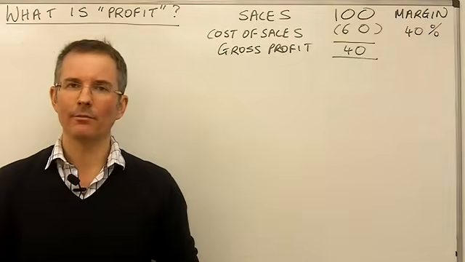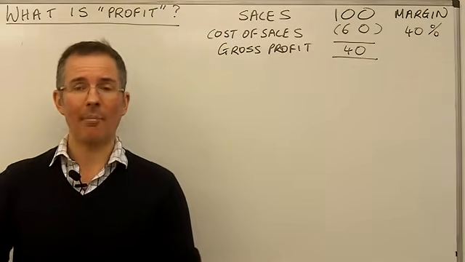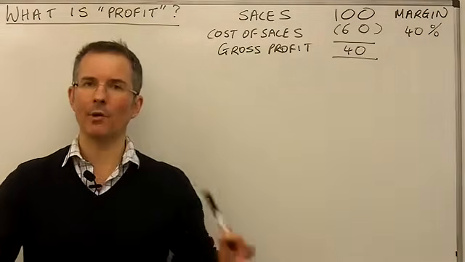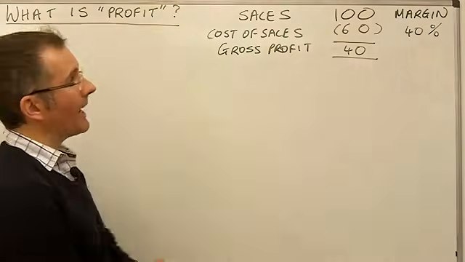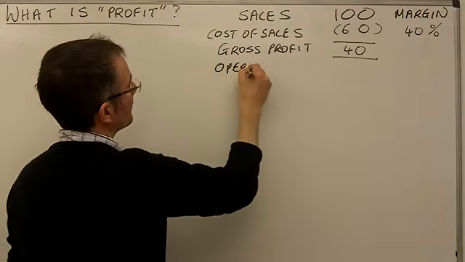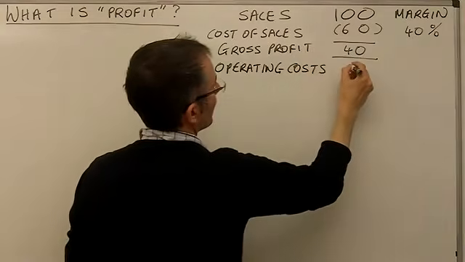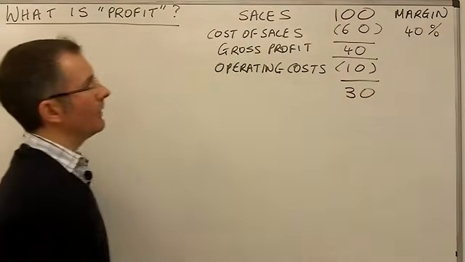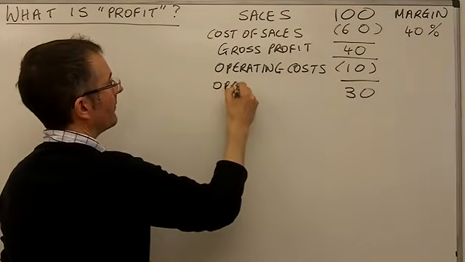What about overheads? What about the fact that if you're Tesco selling sandwiches, it doesn't just cost you a packet of sandwiches from a supplier to be able to make a sale? What about staff costs? What about the buildings you're in? What about electricity, gas? Well, they come in as what some accountants call overheads. I'm going to call them operating costs. And let's make those 10. So the result, if we're keeping this running total of our profit, is 30. And that's called an operating profit.